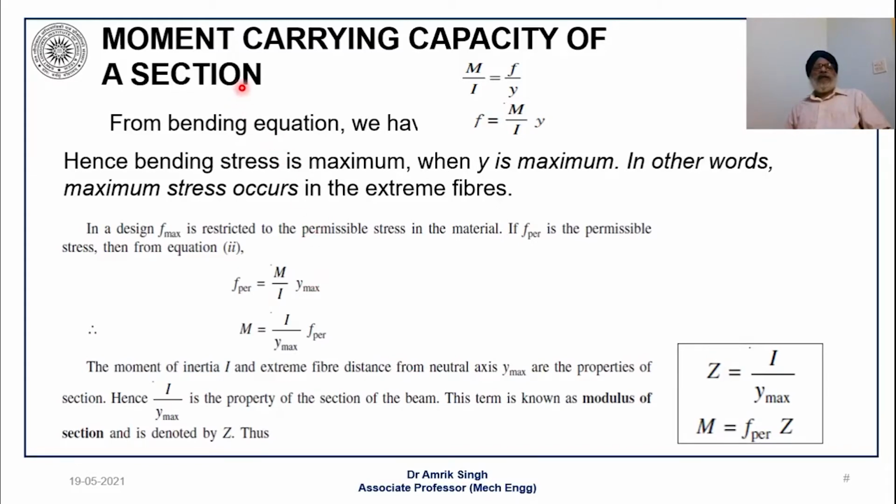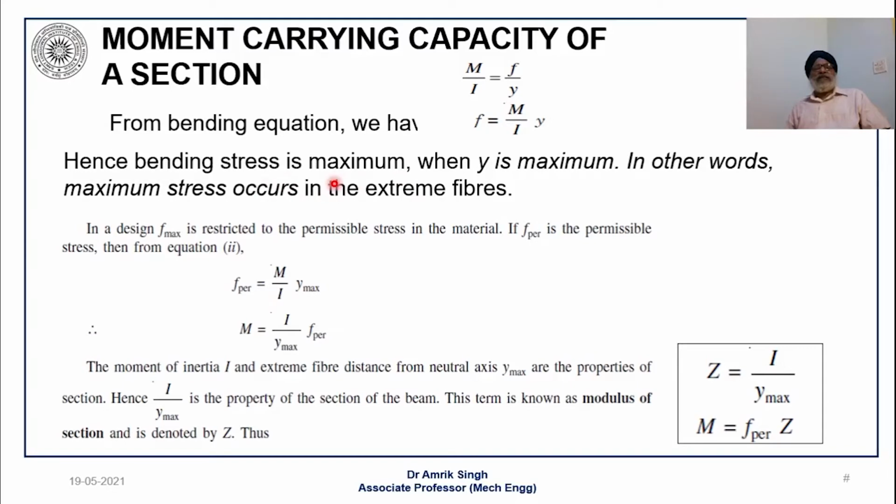Though the moment carrying capacity of a section, because a beam is made up of different material. So we have to choose the material. For choosing the material, we have to find out what will be the moment carrying capacity of that particular section. So from the previous formula we have M upon I is equal to F upon Y, or F is equal to M upon I into Y.